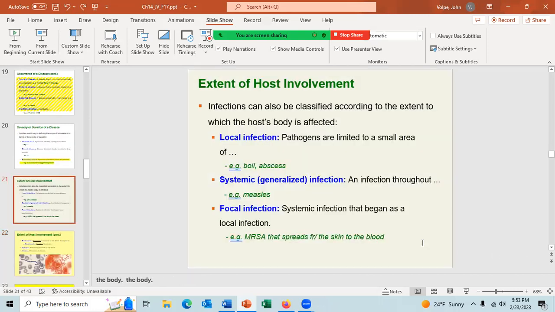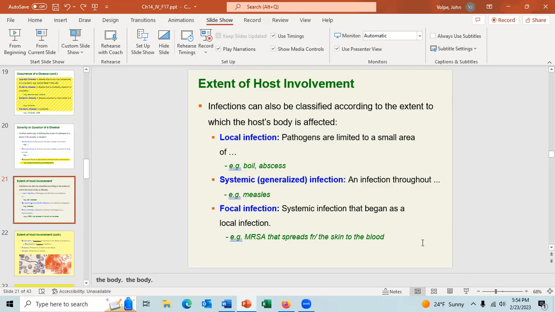When we're talking about disease, it's important to look at the extent of the host involvement. Infections can be classified according to the extent that the host body is affected. A local infection is where the pathogen is limited to a small area, like a skin boil or an abscess of the skin, where just a local region of the skin is affected. A systemic infection, also called a generalized infection, is an infection throughout the body. Like when a patient comes down with measles, the virus can spread throughout the body.